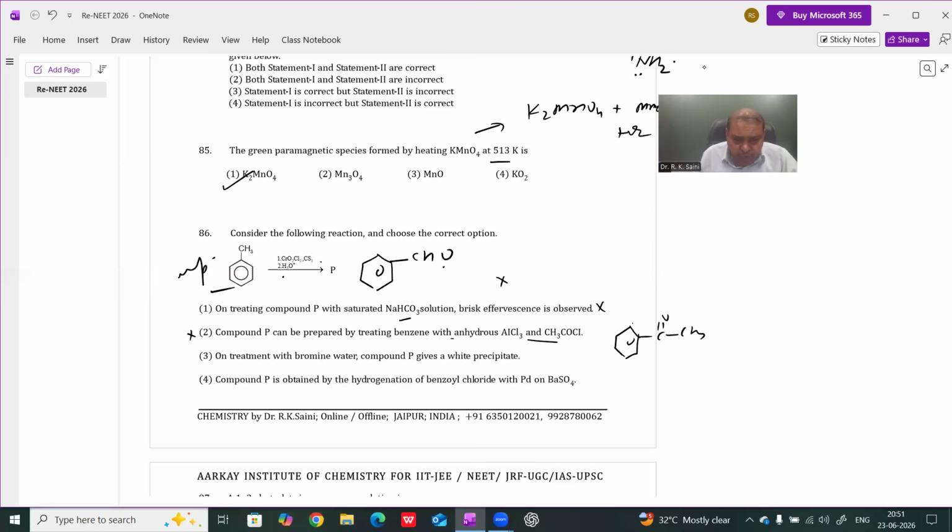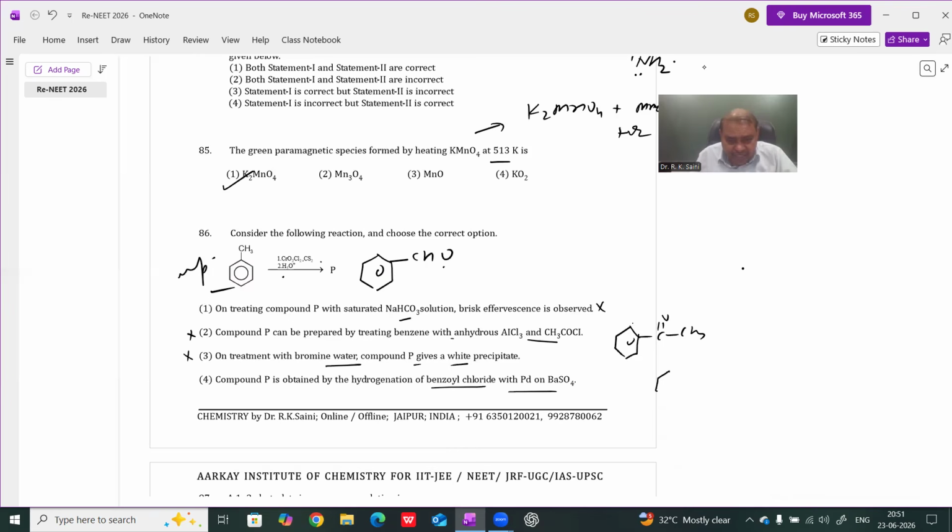On treatment with bromine water, P gives a white precipitate. It is also incorrect because the aldehyde is a deactivating group, and with Br2 it gives meta-bromobenzaldehyde, not a precipitate. When a strongly activating group is present on the benzene ring, as in aniline or phenol, then a white precipitate forms. It is also incorrect.